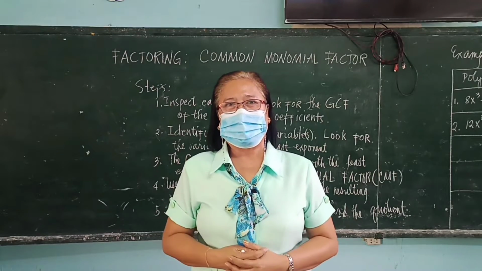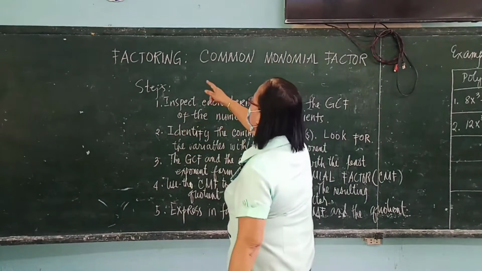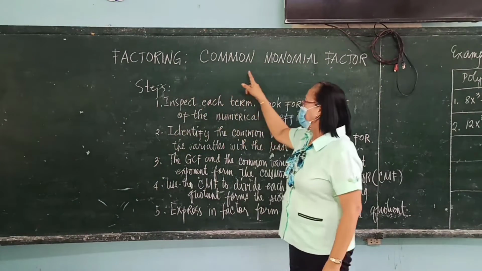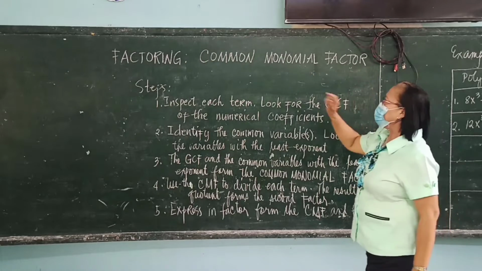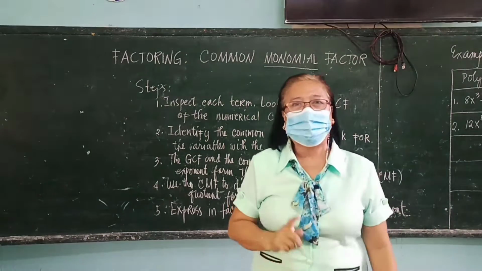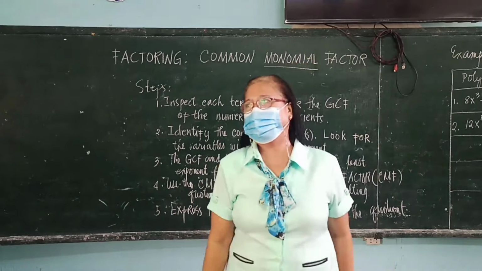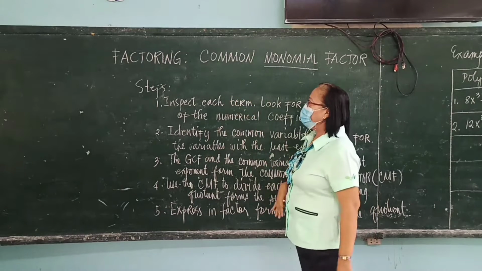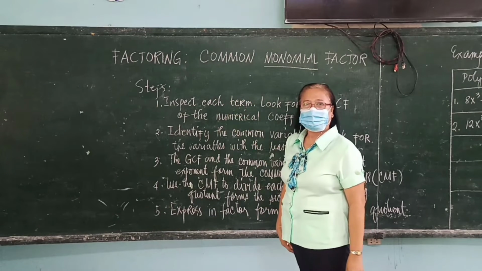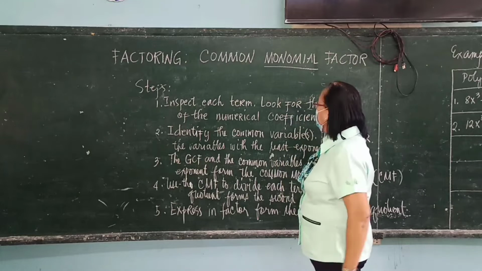Our first lesson for this school year is all about factoring. You have the common monomial factoring. When you say monomial, our factor should be a monomial, meaning it has only one term. Before factoring, we will have to follow the steps on how to factor common monomial factoring.